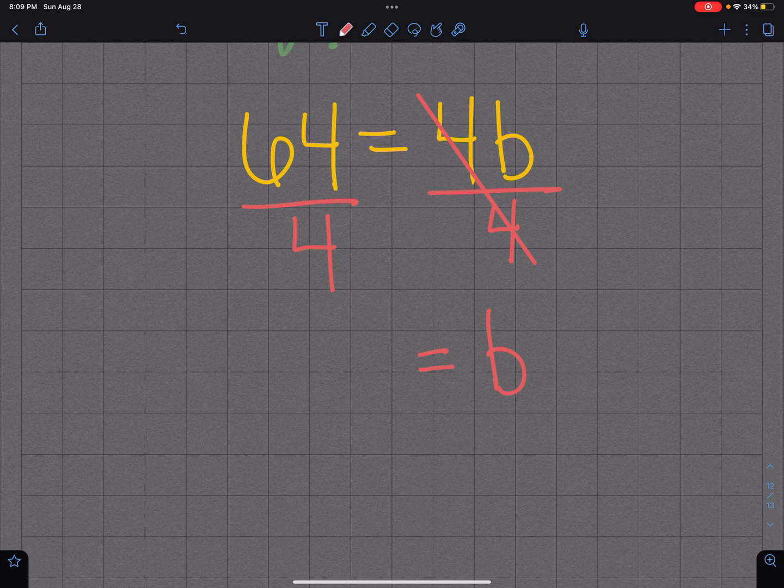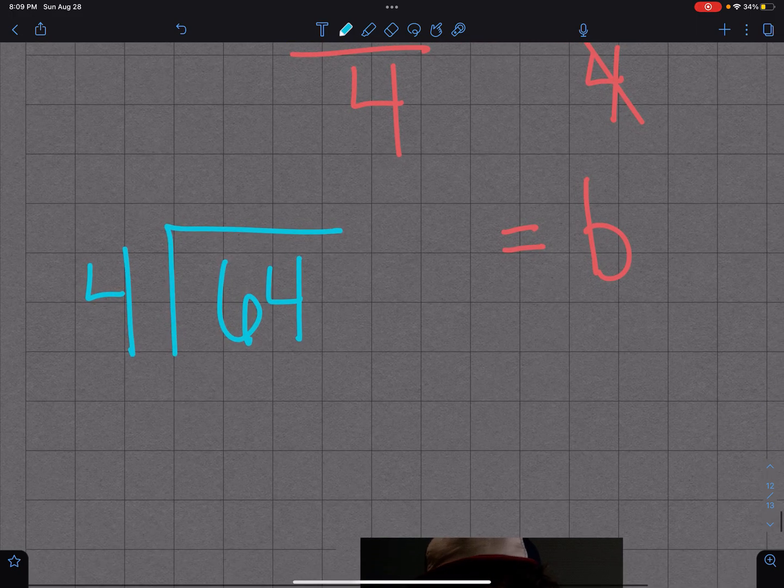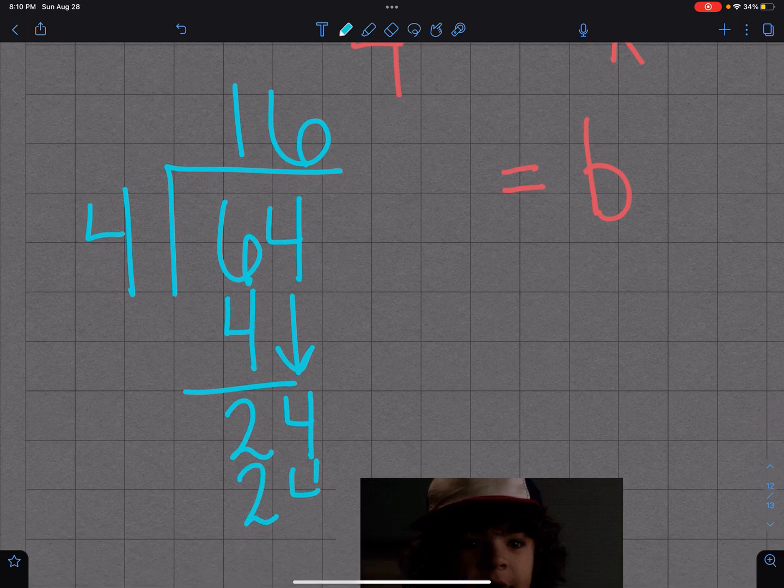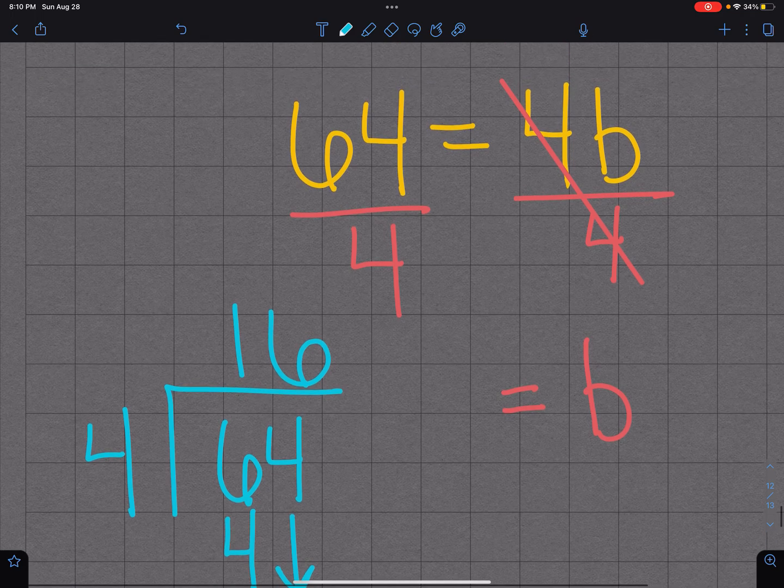Okay, so if I do long division, let me do that with a different color. 64 divided by 4. All right, so 4 goes into 6 one time. 4 times 1 is 4. Subtract, I get 2. And I bring down that 4. How many times does 4 go into 24? 4 times 6 is 24. So if I do 6 times 4, I get 24, subtract, remainder 0. So the answer is 16. Now that was kind of complicated. I did a lot of steps, so for sure I'm going to want to check that answer.